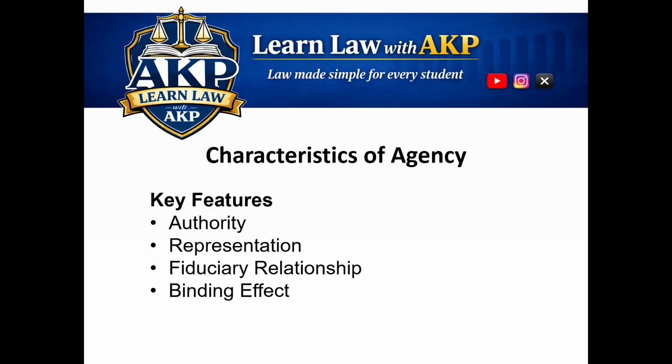Now, let us understand the important characteristics of agency. First, authority must exist. Second, the agent represents the principal. Third, agency is based on trust and confidence. This is called a fiduciary relationship. Fourth, acts performed by the agent with authority bind the principal. These characteristics distinguish agency from ordinary contracts.